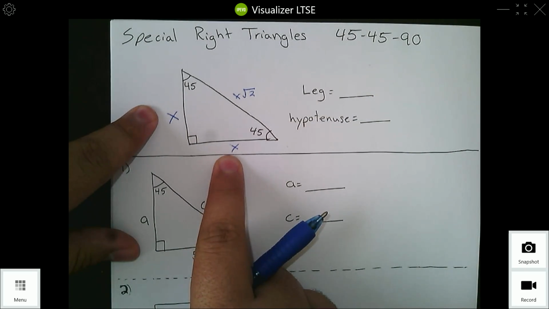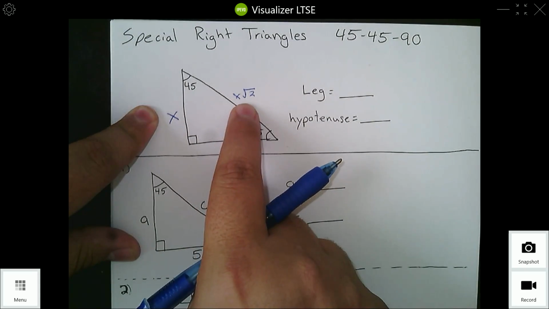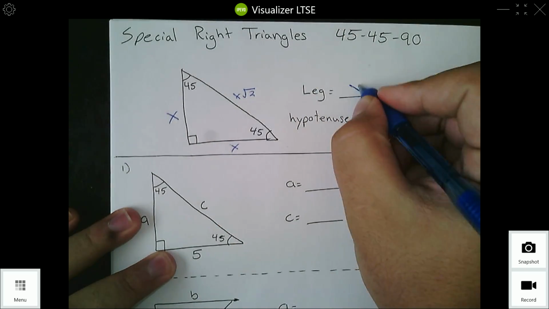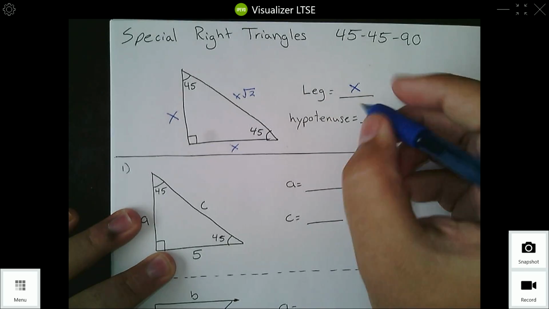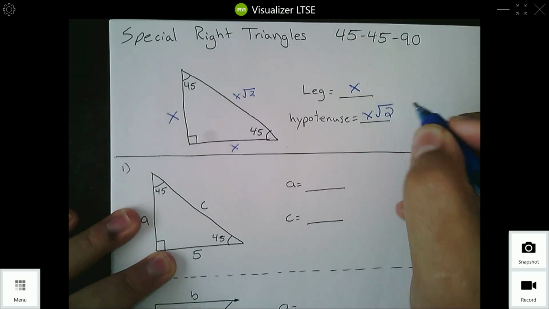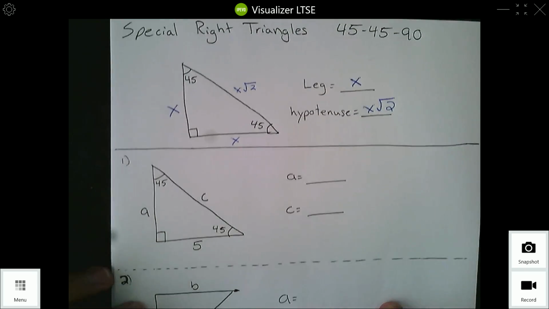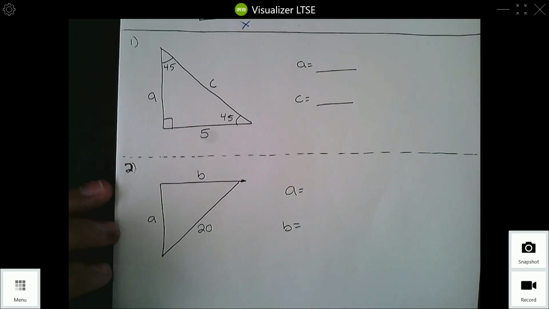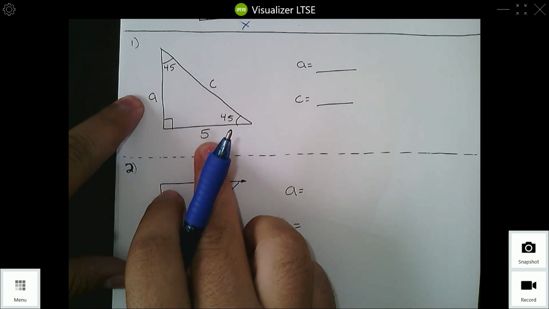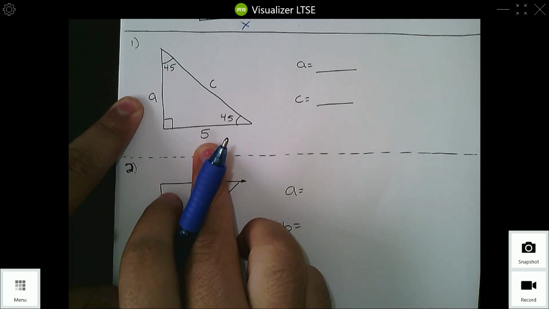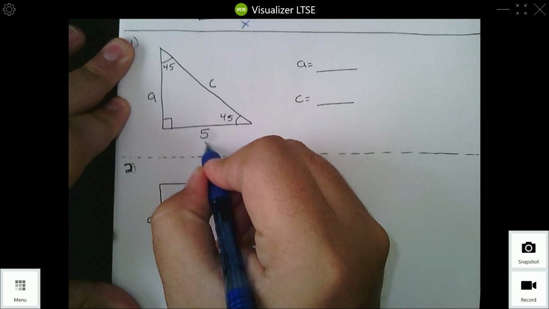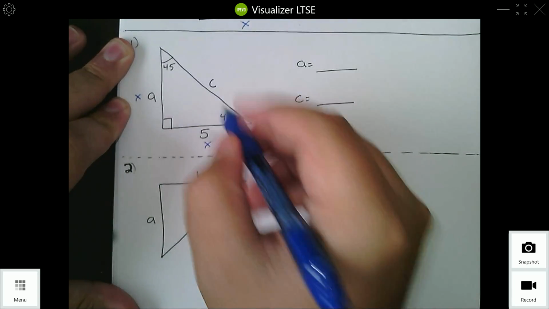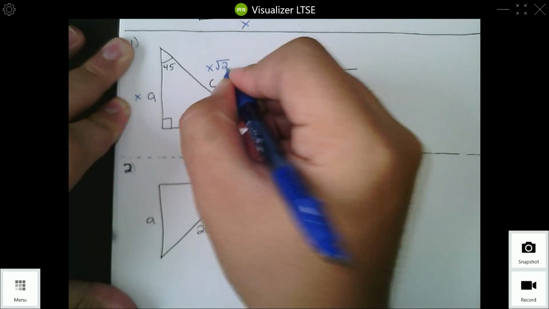Your legs will be equal to each other, and your hypotenuse is just going to be whatever the leg is times the square root of 2. So for our legs, they're equal to x, and the hypotenuse, x square root of 2. Now that's a very important scenario to remember, because anytime we do any problems, we can always label what should be what. So for number 1, A and 5 are my legs, so they should be x. Right? And C is my hypotenuse, so it should be x square root of 2.